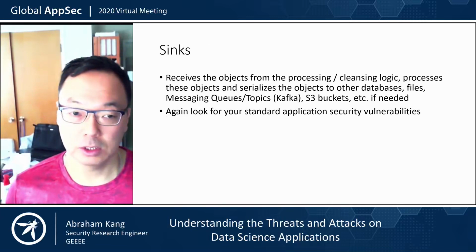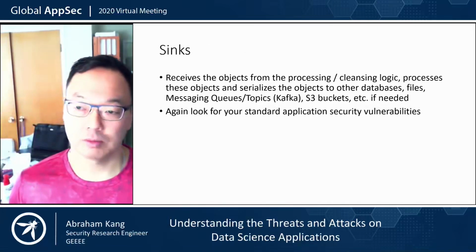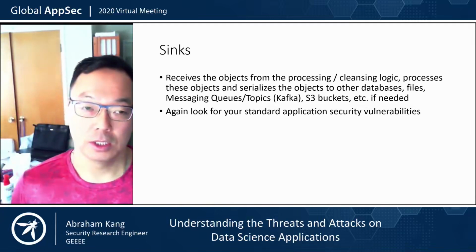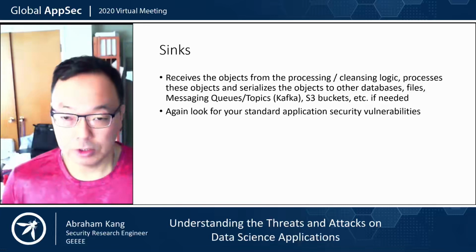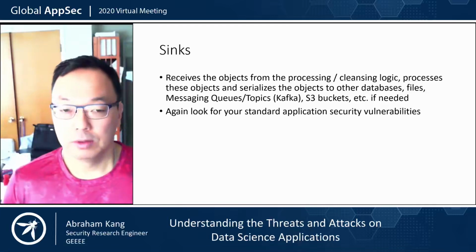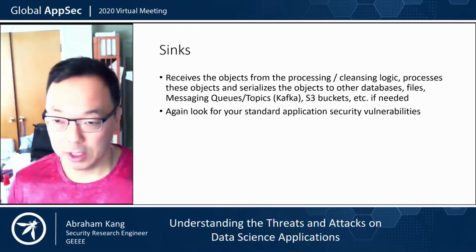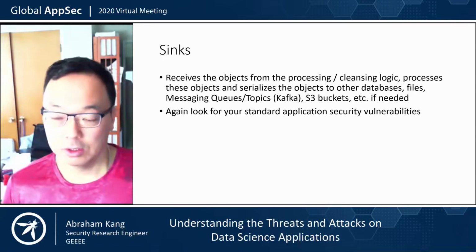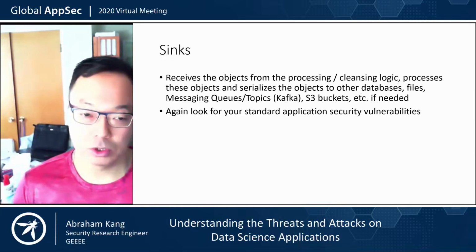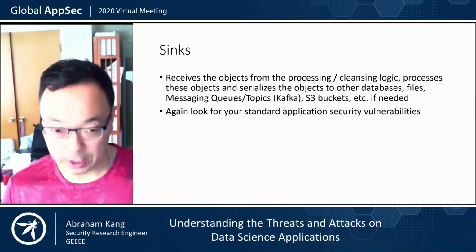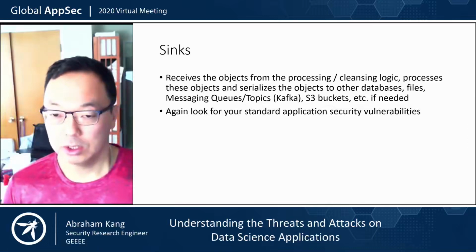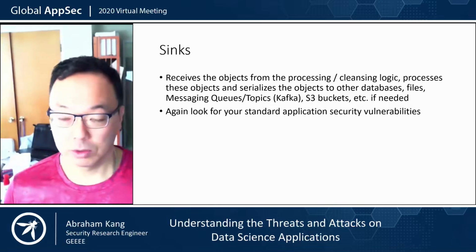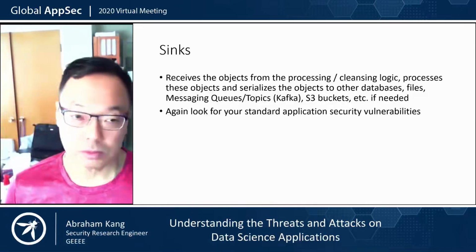Sinks are what receive the objects from the processing and cleansing logic. The sinks are going to push these objects to other messaging queues, databases, files, S3 buckets, for other downstream applications to process and utilize in their systems. Again, here you're going to look for your standard application security vulnerabilities in the OWASP Top 10.